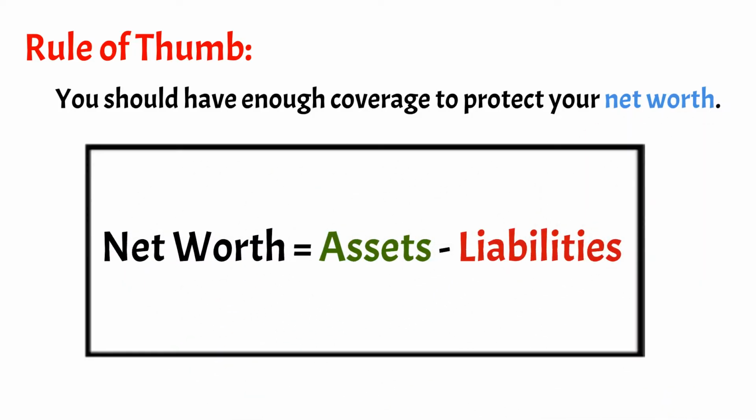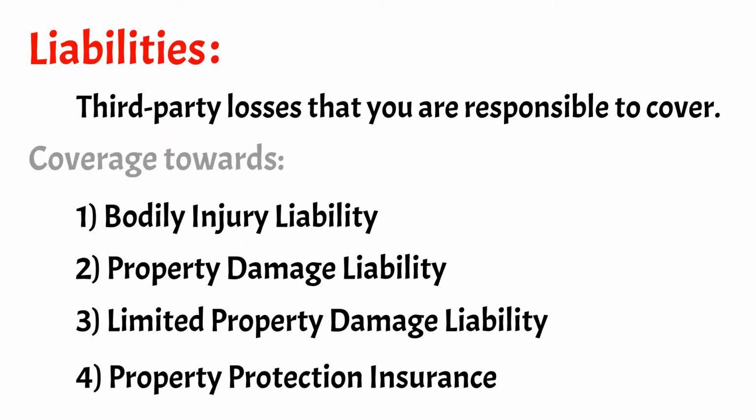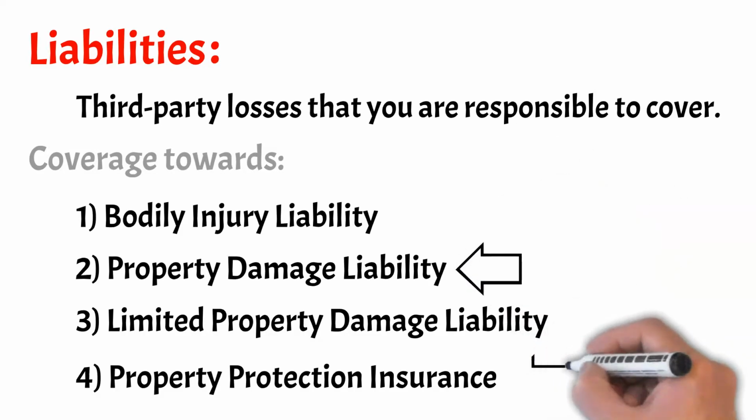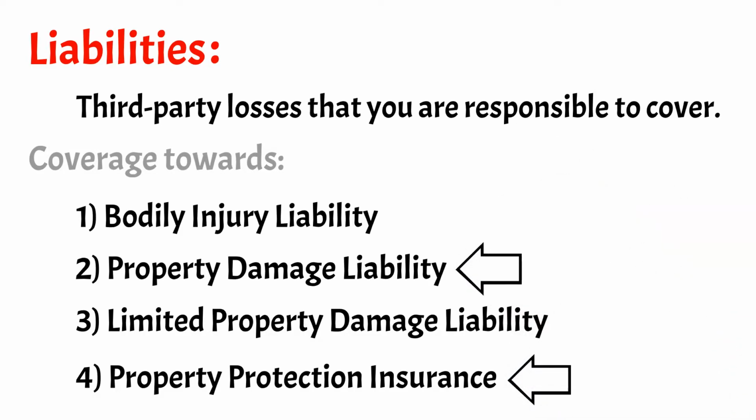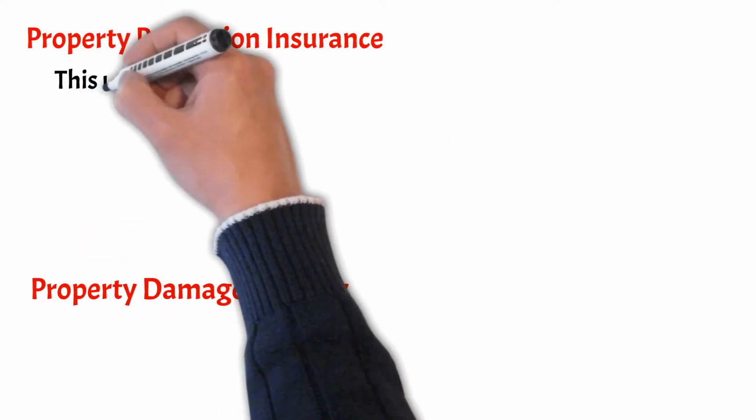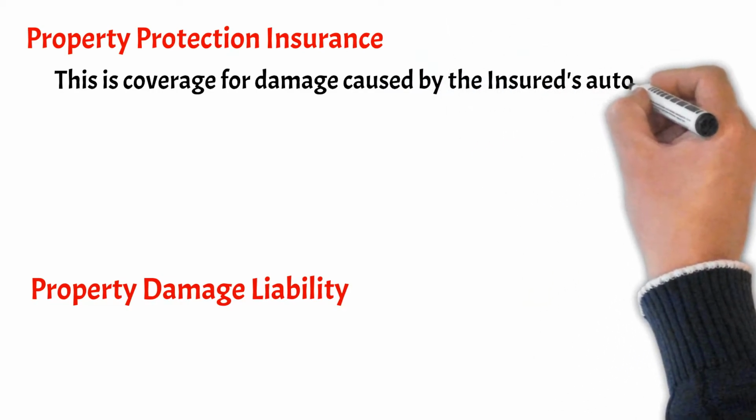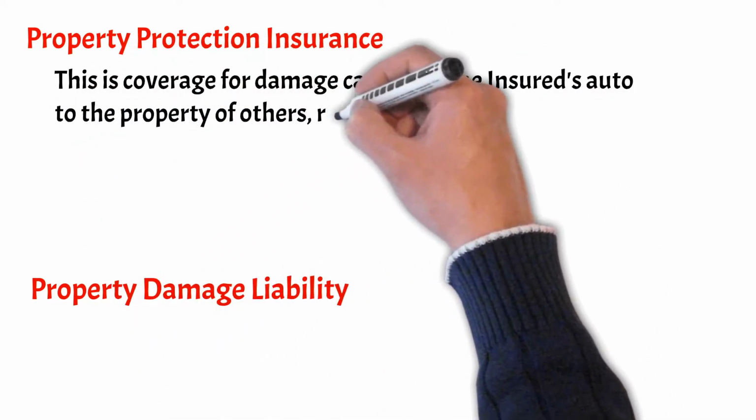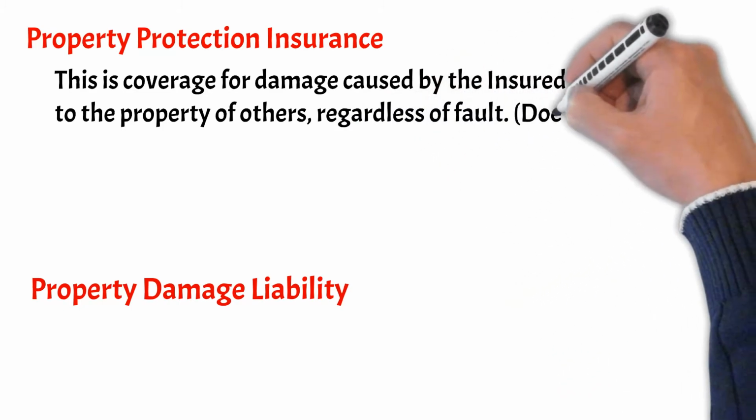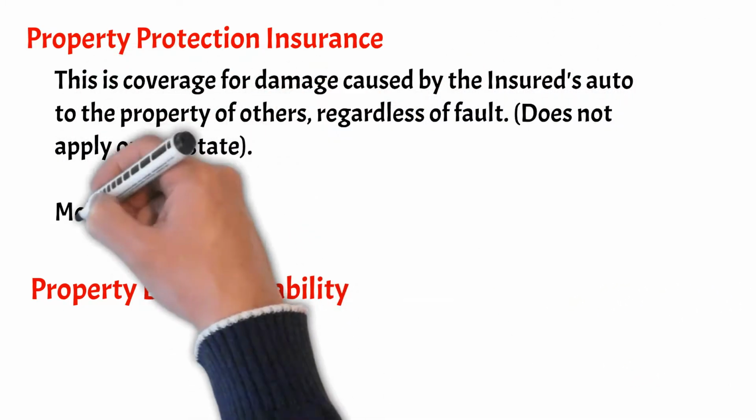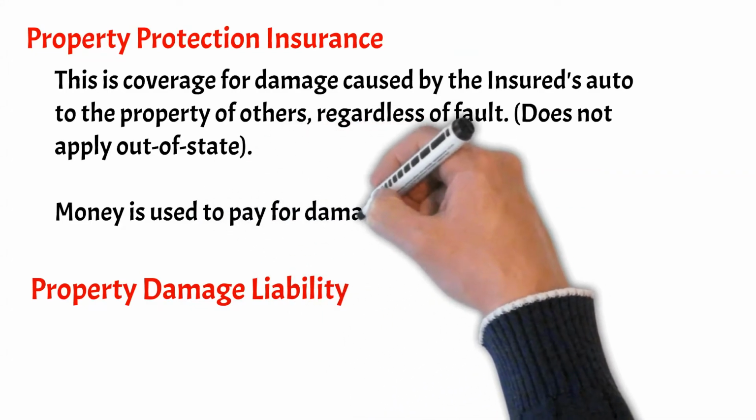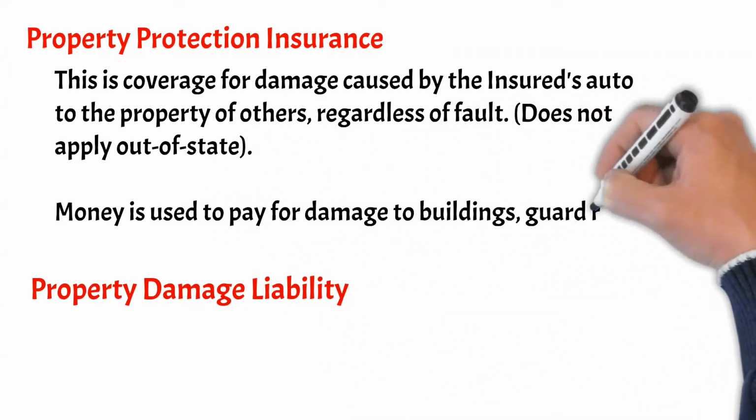Now, let's revisit our list of liabilities and discuss property damage liabilities and property protection insurance. These two coverages are very similar, yet have some distinct differences. Property protection insurance is coverage for damage caused by the insured's auto to the property of others, regardless of fault. This coverage does not apply out of the state of Michigan. The money is used to pay for damage to buildings, guardrails, fences, posts, parked vehicles in some cases, etc.